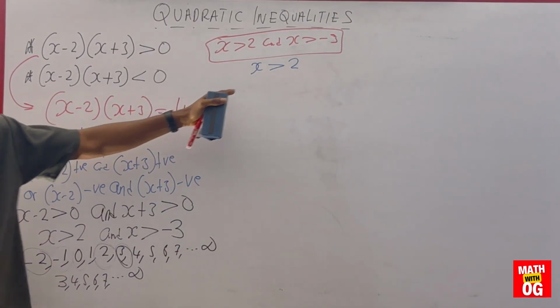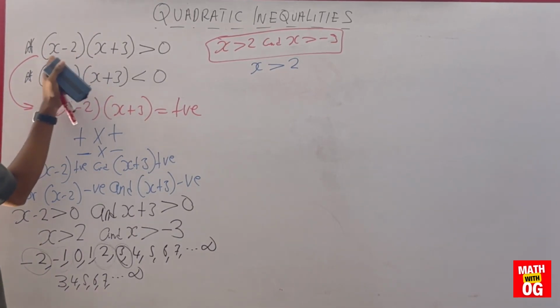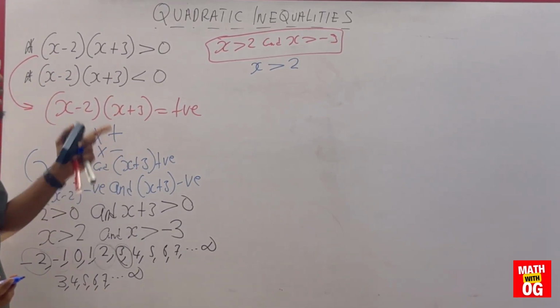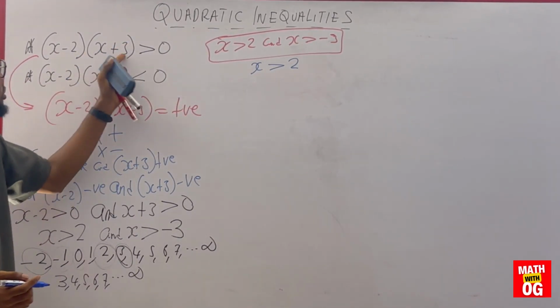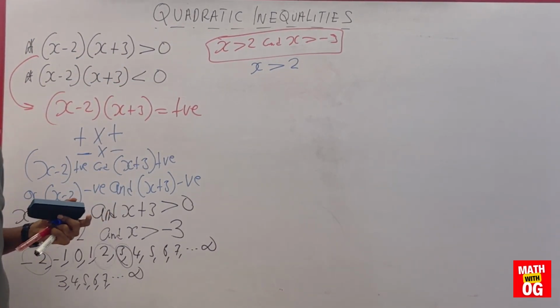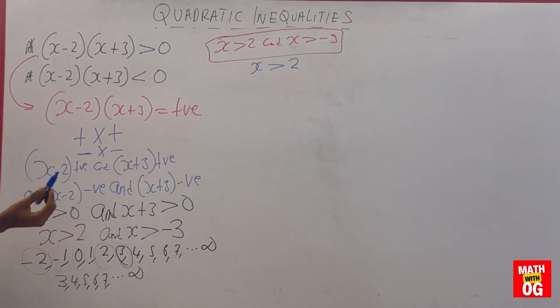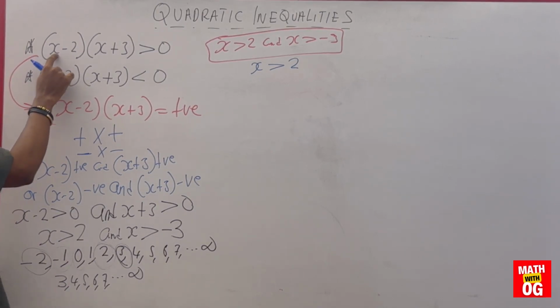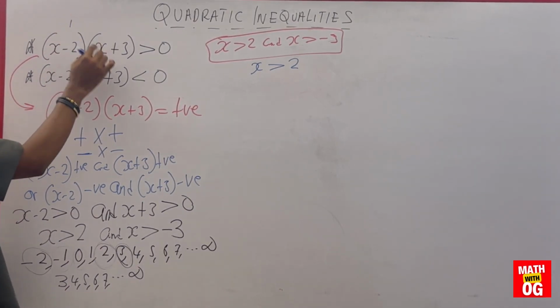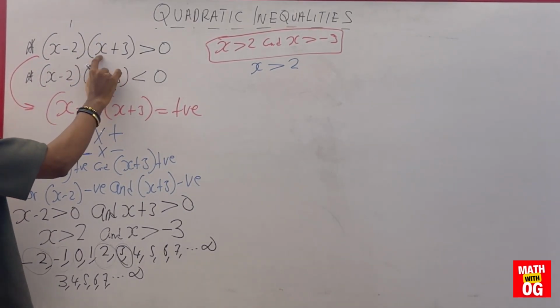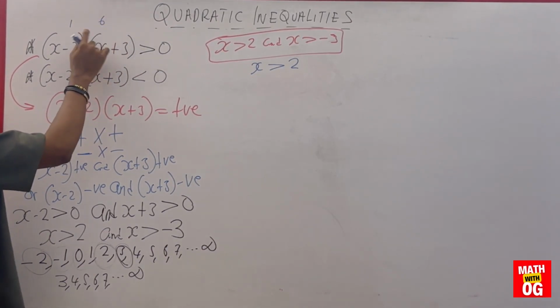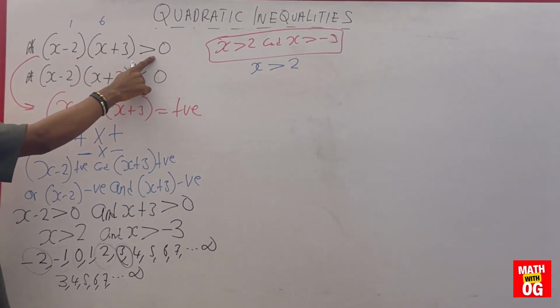So once s is greater than 2, the product of these two guys will be greater than 0. So we can check. Let's pick a value greater than 2. If I pick 3 and put 3 here, 3 minus 2 will give us 1. Pick a 3 and put it here. 3 plus 3 will give us what? 6. So what is 1 times 6? It is greater than 0.